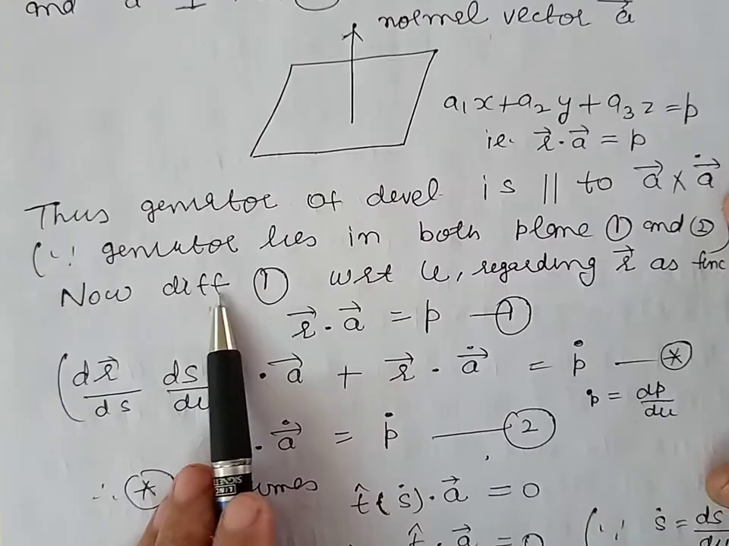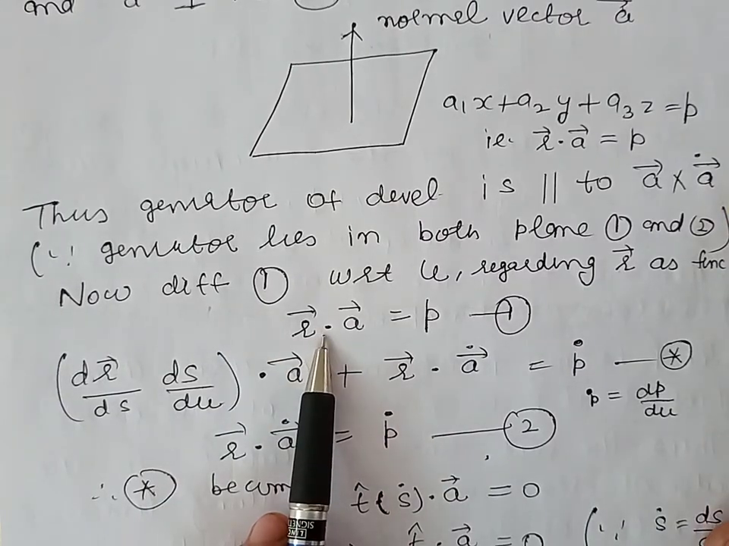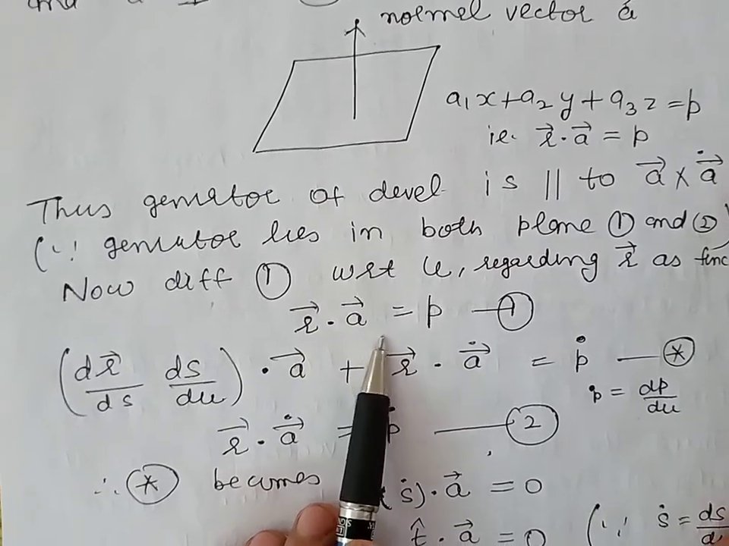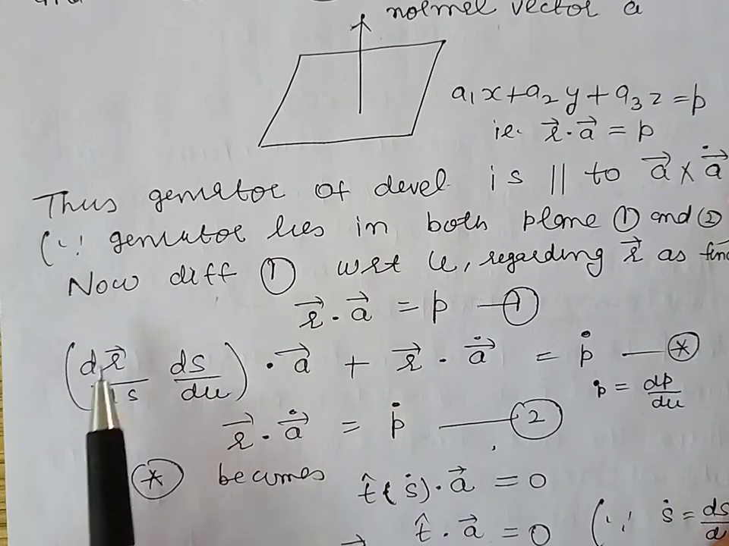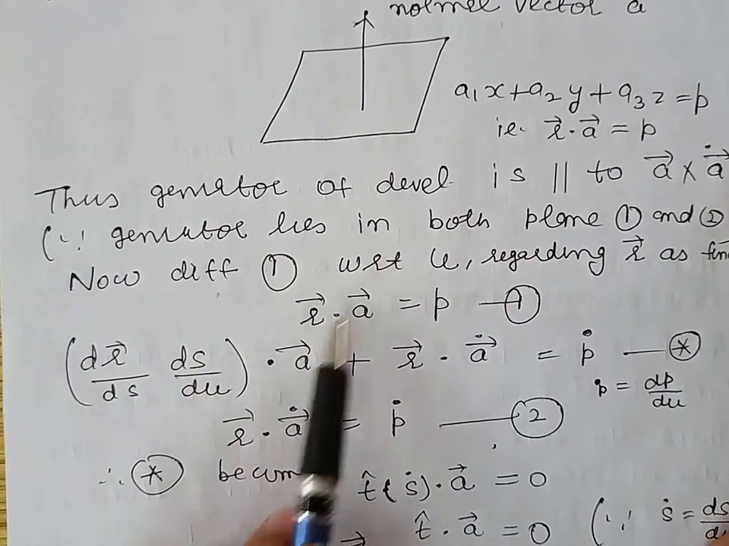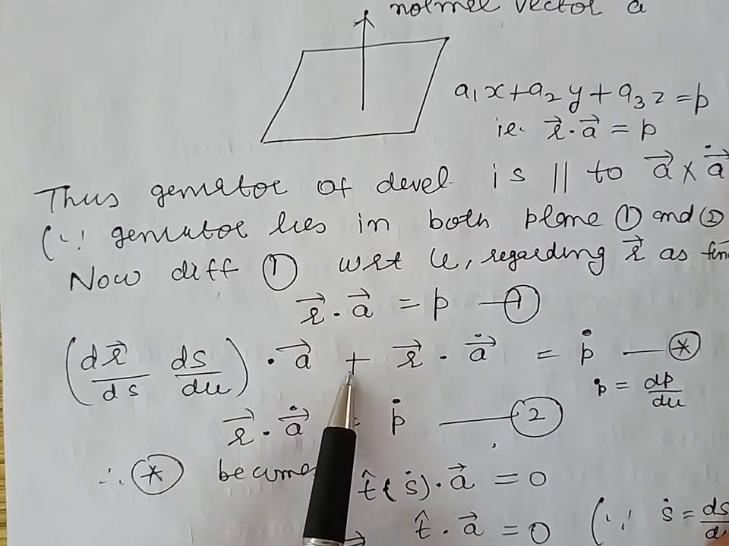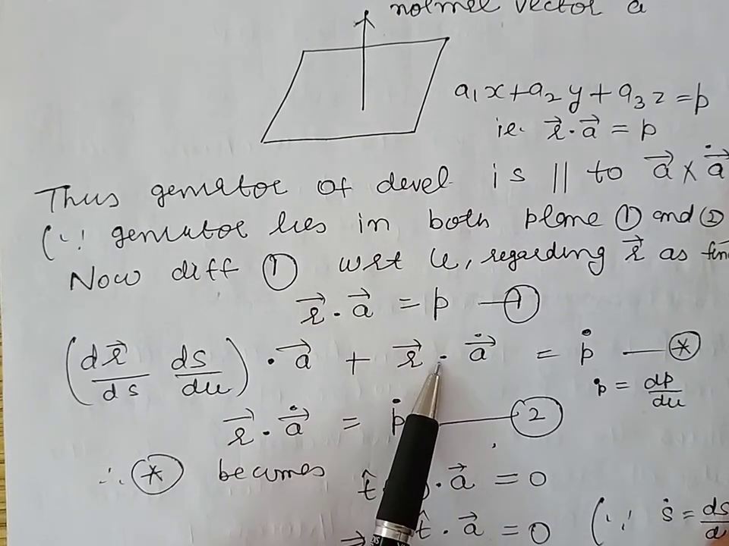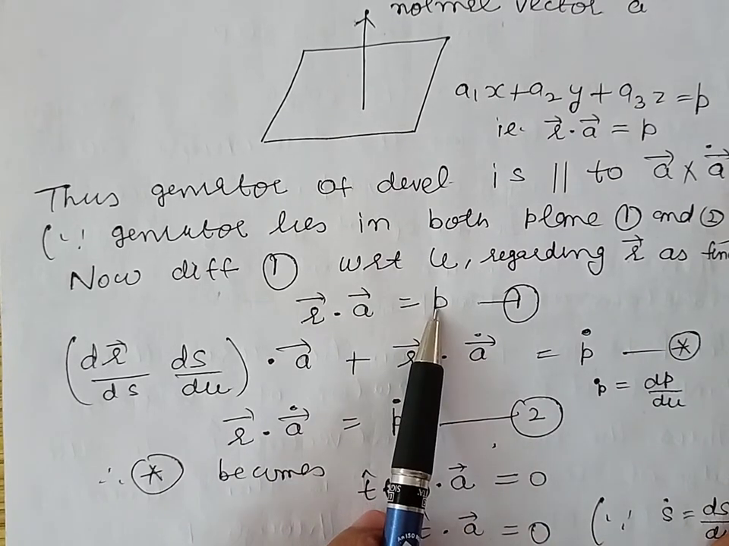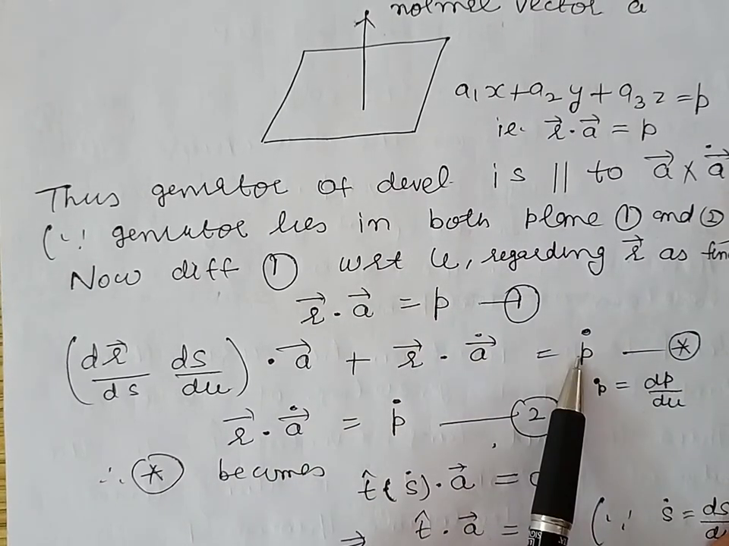Now let us differentiate this equation with respect to u, regarding r as a function of u. So by using the product rule of differentiation, firstly the derivative of vector r, that is dr by ds into ds by du, vector a as it is, plus then vector r dot the derivative of a, which is a dot. Here the derivative of p with respect to u is p dot.